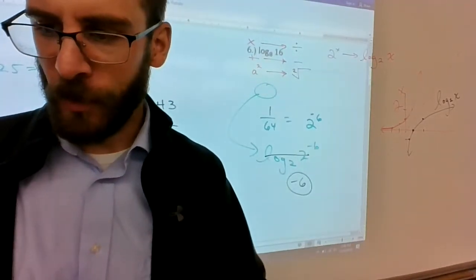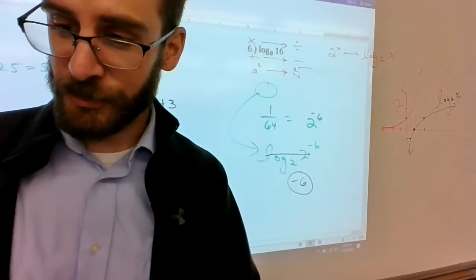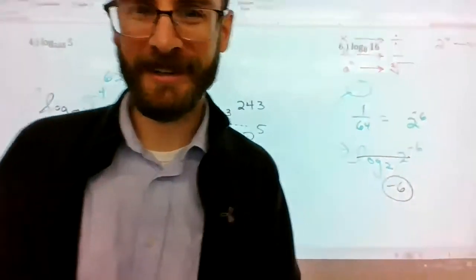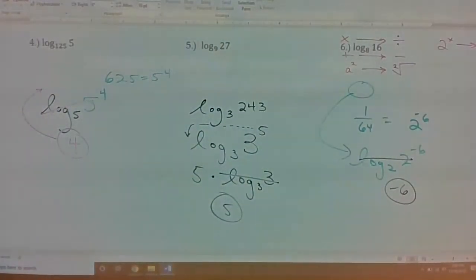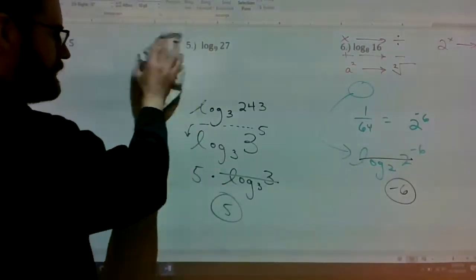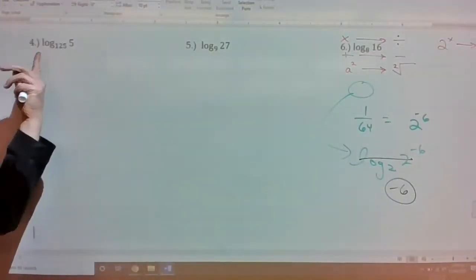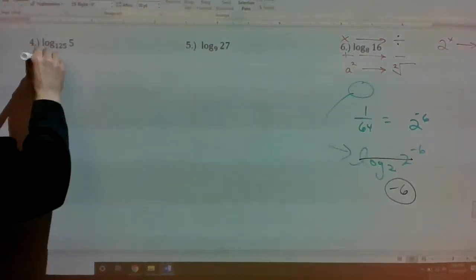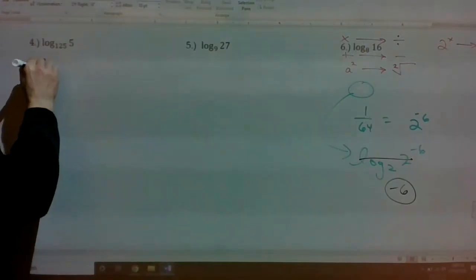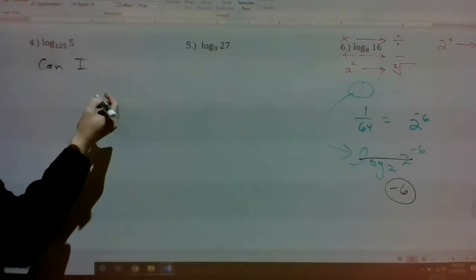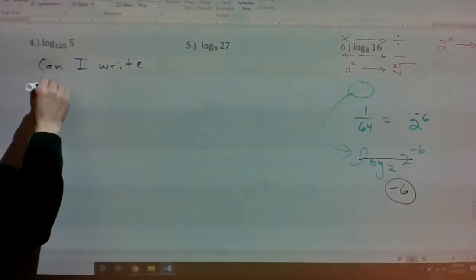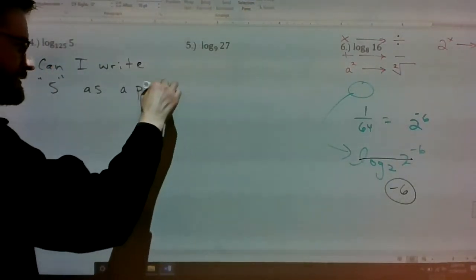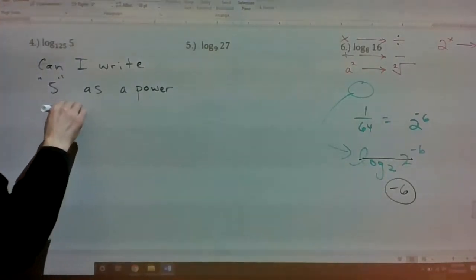All right, trying a few other ones. Oh, that's interesting. So look at number 4. What are you supposed to do when the log doesn't match? Can I write 5 as a power with base 125?